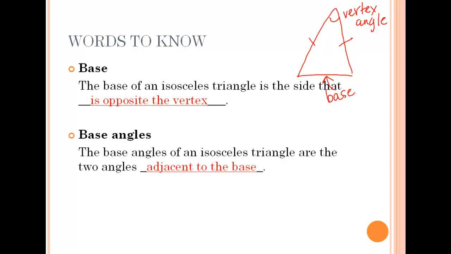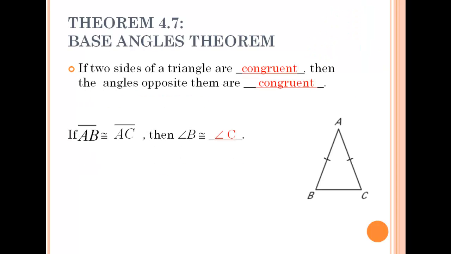The base angles of isosceles triangles are the two angles adjacent to the base, or in other words, touching the base. So these two right here, those are called my base angles. Okay, those two angles touching the base are my base angles. Two markings there because they're not always the same as the top angle, as the vertex angle.